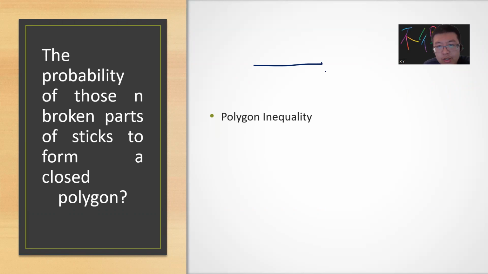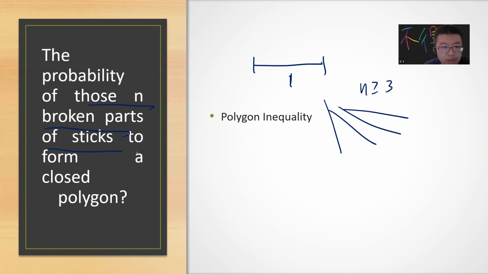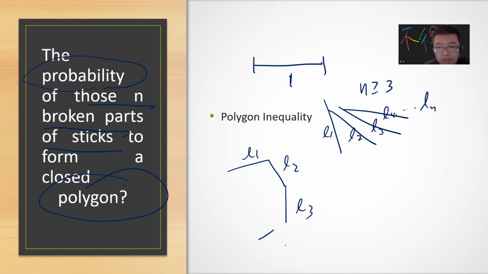Okay, so the problem is that you have a stick. Let's say the length is one. Actually, it doesn't matter. You break it into n parts, where n should be greater than or equal to 3. What's the probability that they form a closed polygon? For example, you get L1, L2, L3, L4, up to Ln, and you're asking how can one connect these and make a polygon, at least not needing to be convex.